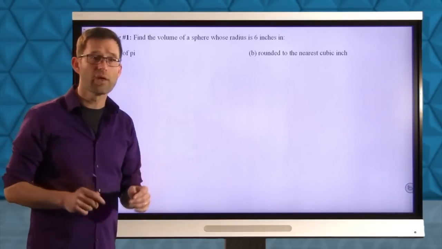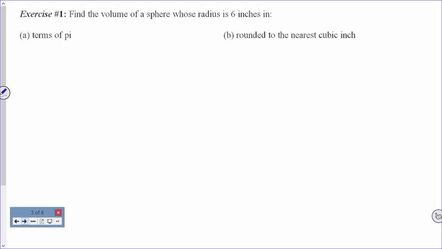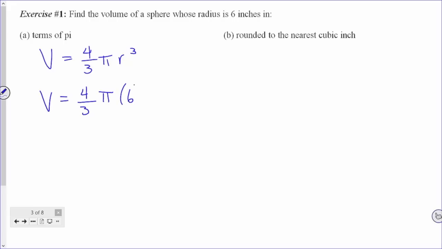Exercise number 1, straightforward. Let's find the volume of a sphere whose radius is 6 inches, first in terms of pi, and then rounded to the nearest cubic inch. And let's do this together. The volume formula for a sphere is 4/3 times pi times r cubed. So in this case, we have 4/3 times pi times 6 to the third, and that's going to be 4/3 times pi times 216.